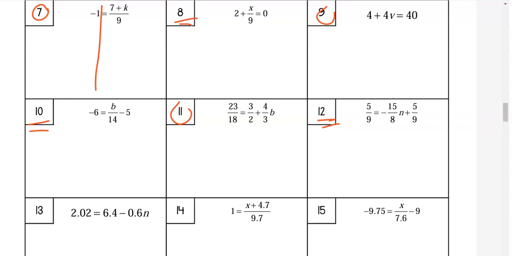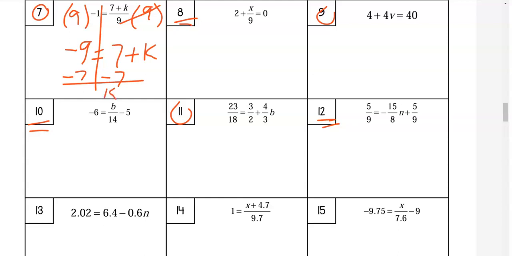So number 7 is actually similar to the last two that we did together. I'm going to multiply both sides by 9 to get rid of this division bar. Okay, 9 times negative 1 is negative 9. 7 plus k is left on the right-hand side. I now need to get k all by itself, so I'm going to subtract the 7 from both sides. And I'm going to get k is equal to, because that cancels out there, negative 9 minus 7 is negative 16. It's a k there.